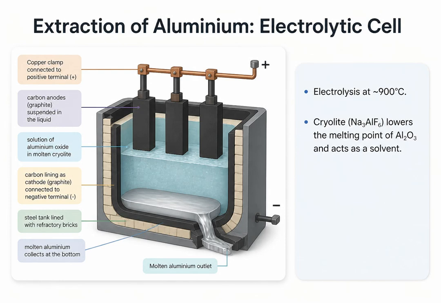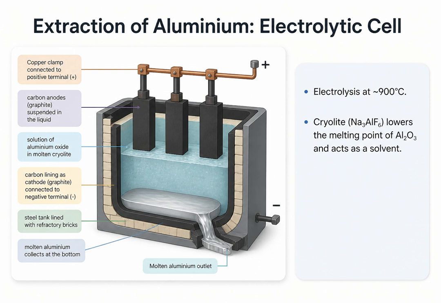To extract pure aluminum metal from the alumina, we use electrolysis in a process known as the Hall-Héroult process. Here is a diagram of the electrolytic cell. Notice the steel tank lined with refractory bricks and an inner lining of graphite, which acts as the cathode. Suspended from copper clamps into the tank are large graphite blocks acting as the anodes. The electrolyte is a solution of our purified aluminum oxide dissolved in molten cryolite.